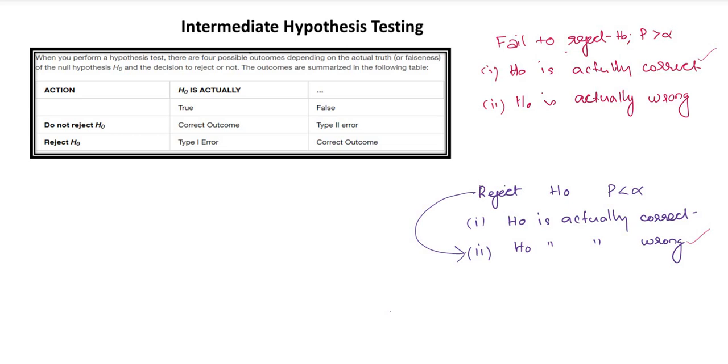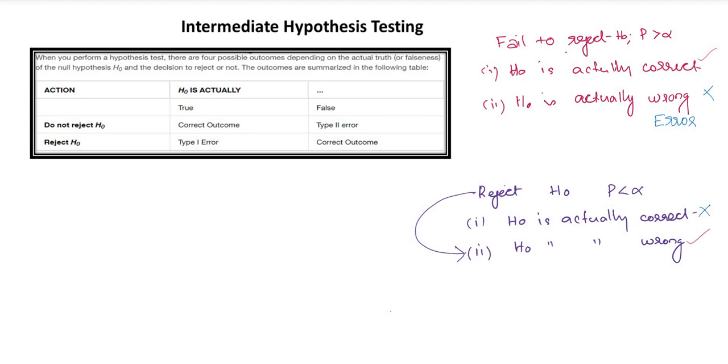But if we accept the null hypothesis even if it is wrong, that's an error, right? In a similar manner, when we reject the hypothesis even if it is correct, that is also an error. So there are two correct decisions and two wrong decisions.